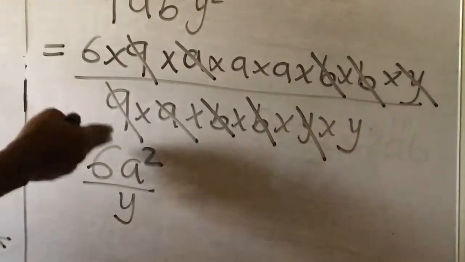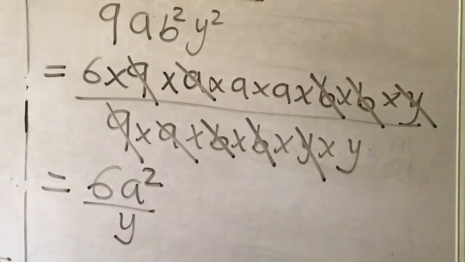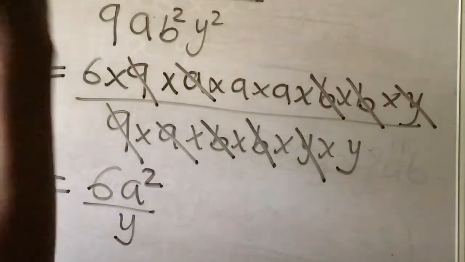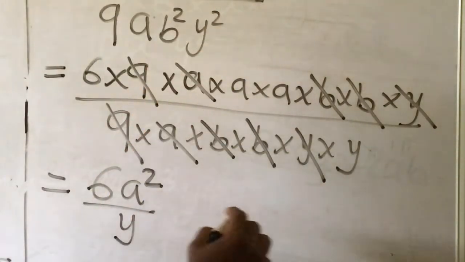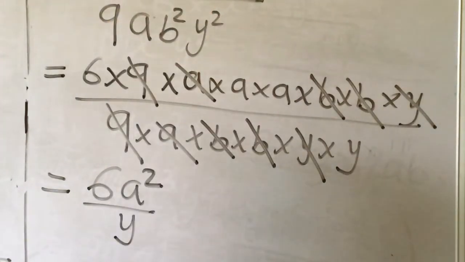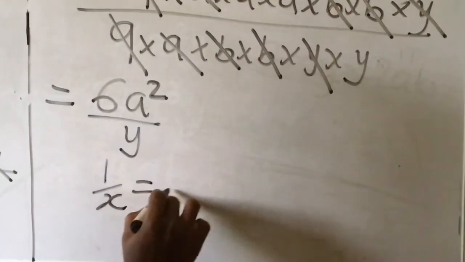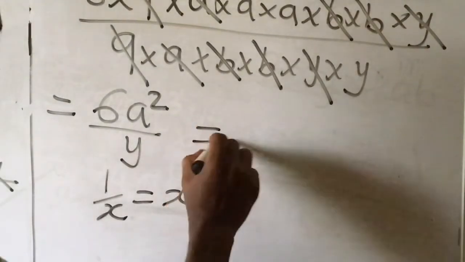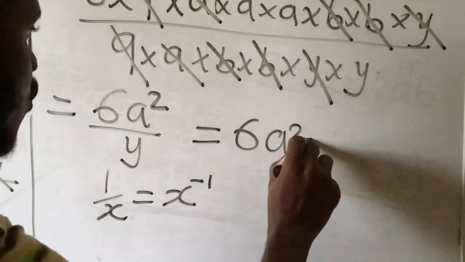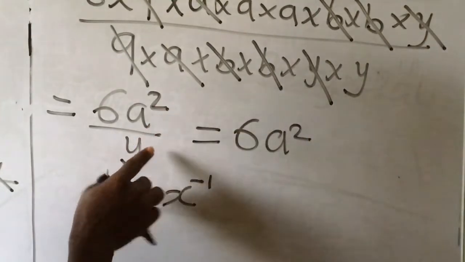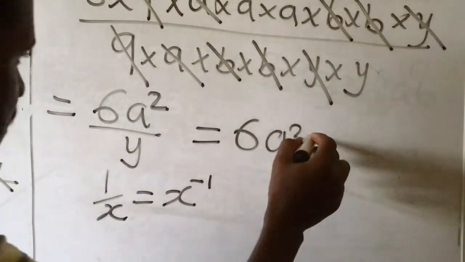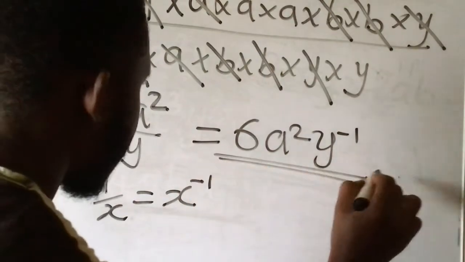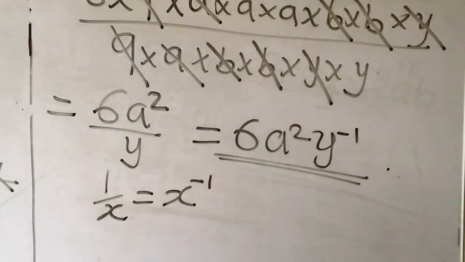But then we have divided by y. So how exactly, can we just leave it like this? No. For simplification's sake, let me just let you recall that 1 over x is the same thing as x raised to power minus 1. So here we have 6a squared, and this is 1 over y. So 1 over y, if we are to invert it, we have it as y to the power minus 1. So this is our final answer.